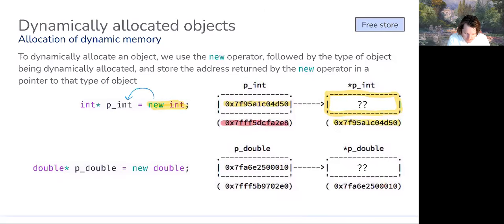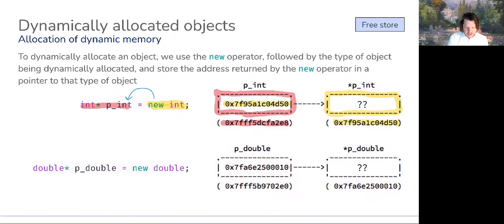So just to be clear, here is our pointer object. It's storing the address of the free store object that just had its memory allocated for it. And because we did not specify an initial value for that newly dynamically allocated object, its initial value is going to be undefined.